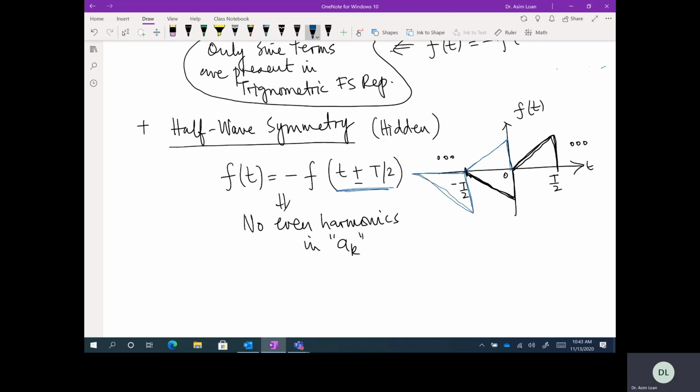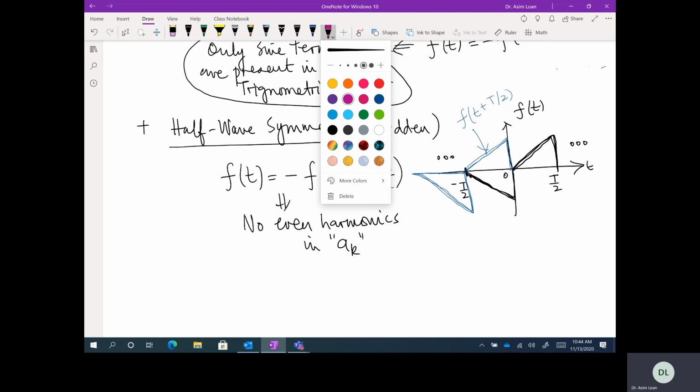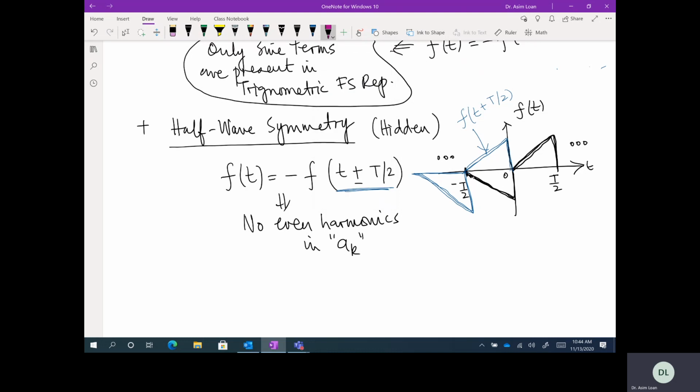Keep in mind, this is a periodic signal. So this signal, the blue one, is f of t plus T by 2. I can shift it on this side, I can shift it on this side, doesn't make a difference. And when I do minus f of t plus T by 2, this is what I get. When I flip it, I'll get this signal over here, and this signal over here. This purple one is minus f of t plus T by 2. This is exactly the same as your original signal. So this holds, so no even harmonics.